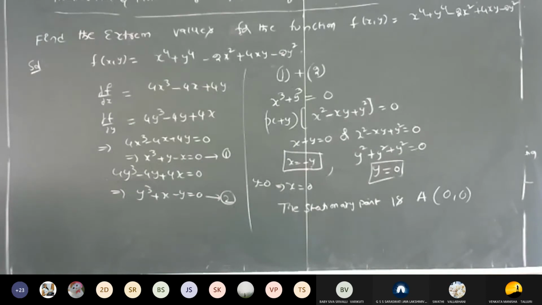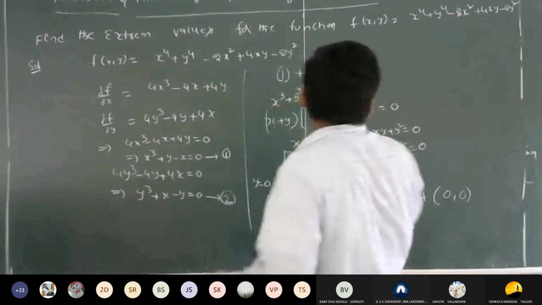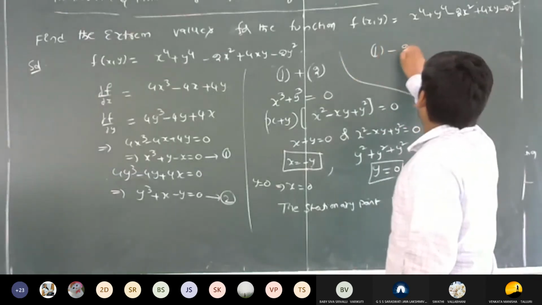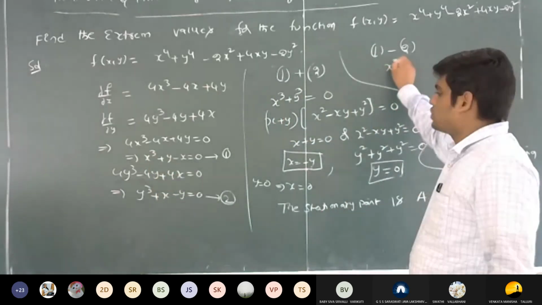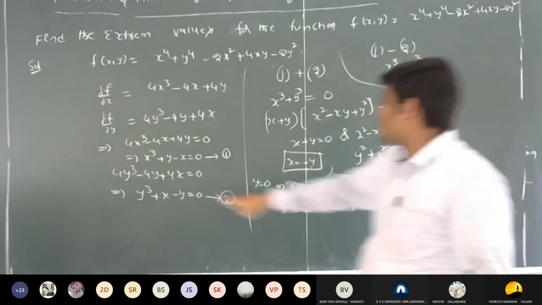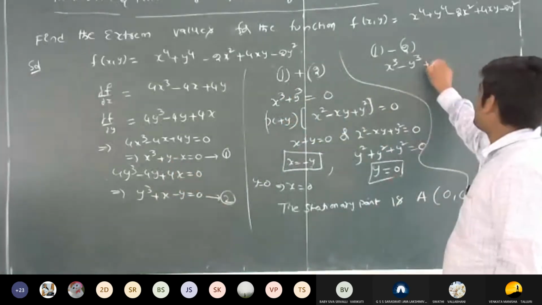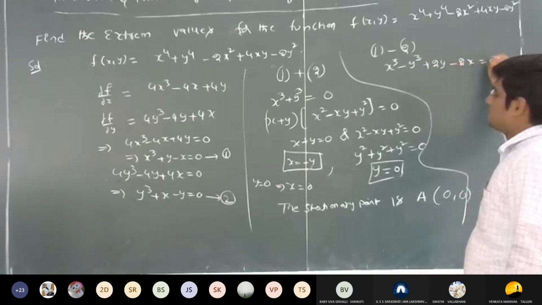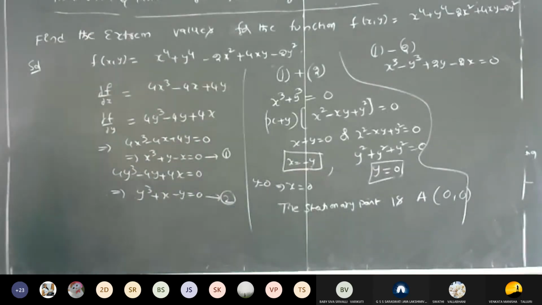Yes, sir. So for the next stationary point, what I am doing here is 1 minus 2. So what remains? This is x cube minus y cube, next plus 2y minus 2x. Is it correct, ma?